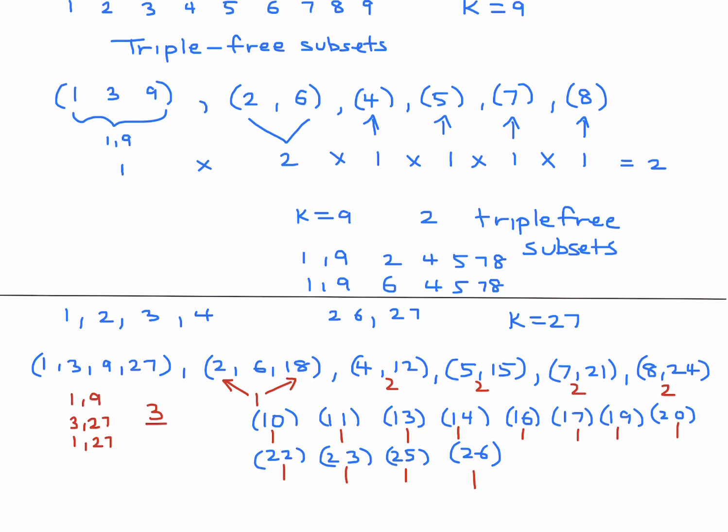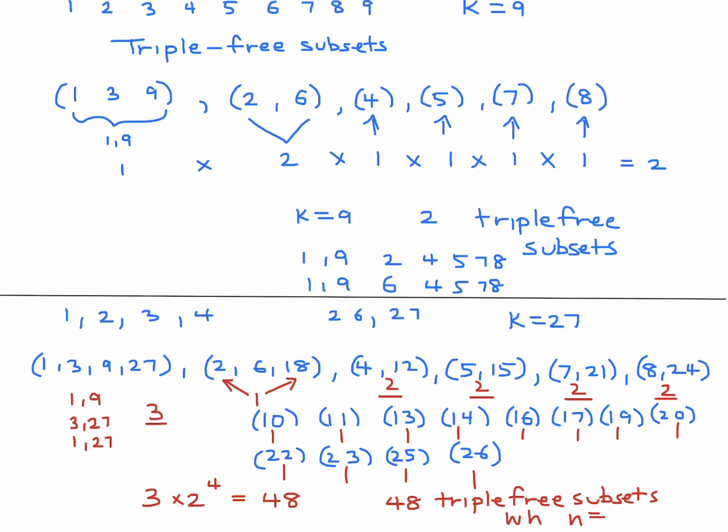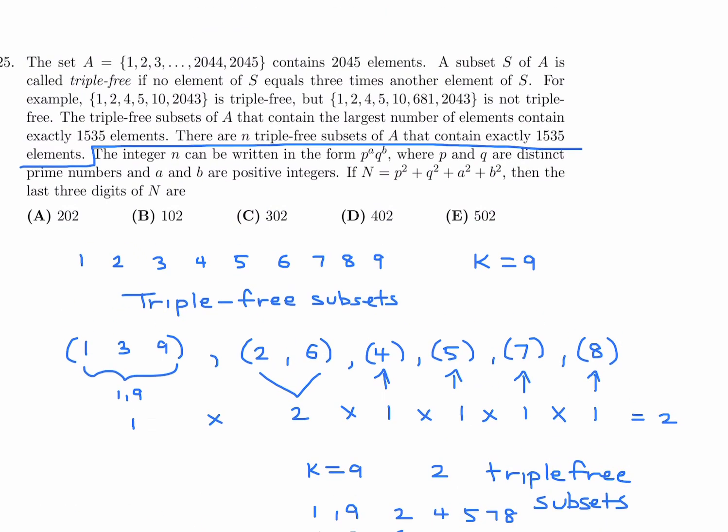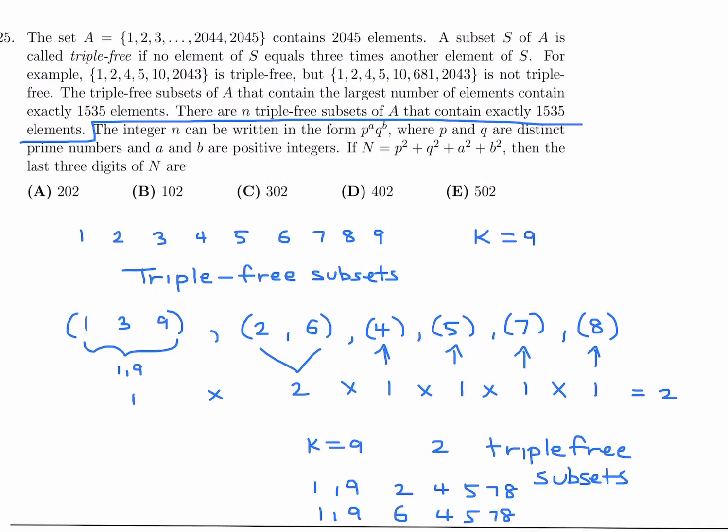So now I've got to multiply this by this, by this, by this, by this. The good news is the 1s don't contribute to the product, so the 1s can be ignored. That means I've got 3 times 2 to the power of 4, and that is 48. So that means there are 48 triple free subsets when k is equal to 27. And also, I hope you can notice that this number is in the form that they gave right here, p to the a, q to the b.